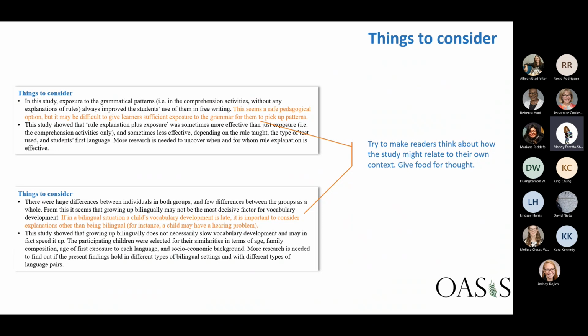And monolingual children and sort of their overall lexicon. They stated, if in a bilingual situation, a child's vocabulary development is late, it is important to consider explanations other than being bilingual. For instance, a child may have a hearing problem.